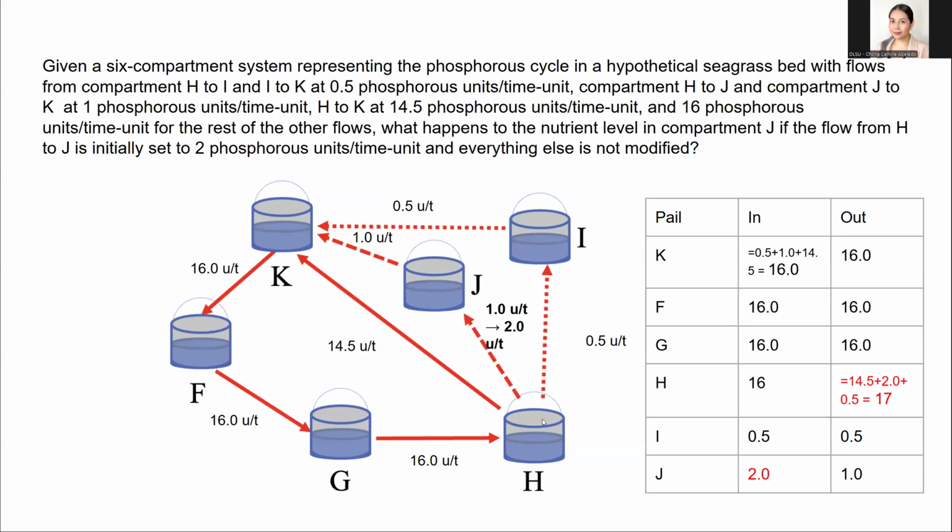Now, when H is giving out 17, despite receiving only 16, H will start tapping onto its surplus. Once its surplus is gone, will it still be able to give out 17 in total to I, J, and K? Again, when the surplus of H runs dry because of its current situation, will it still be able to give out a combined amount of 17 to I, J, and K?